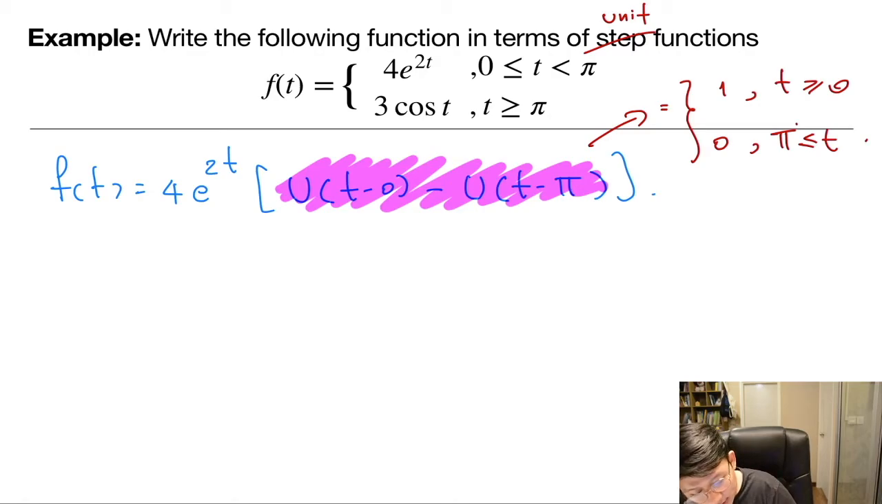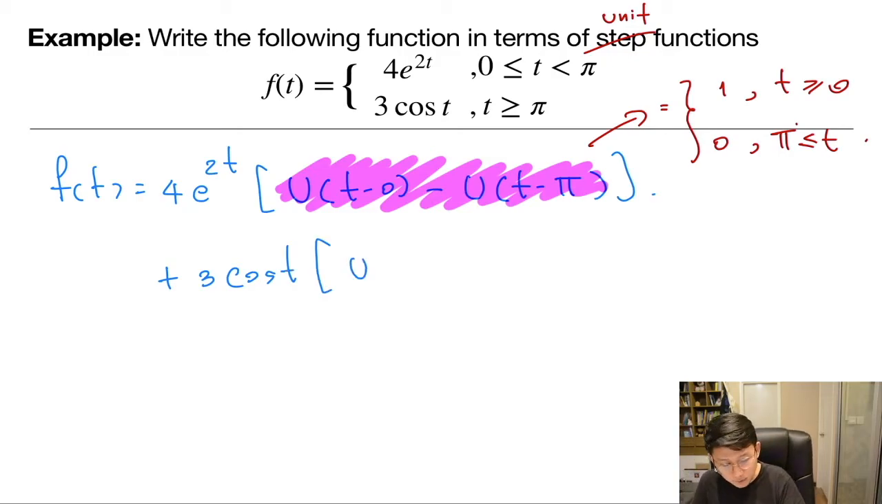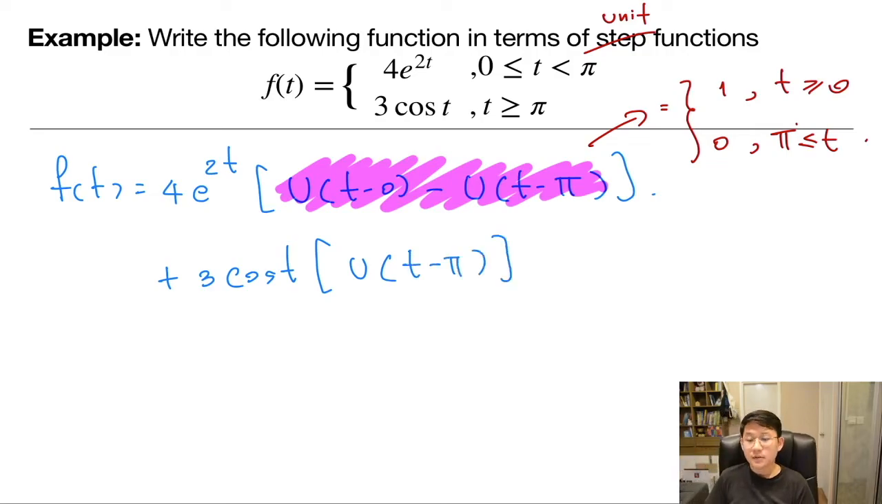And then you get plus 3 cos t, and then you get u(t − π), right? Because if you get u(t − π), it means that it would be 0 when t is less than π, and it would be 1 when t is bigger or equal to π. In that case, you will get 3 cos t. And that's it.